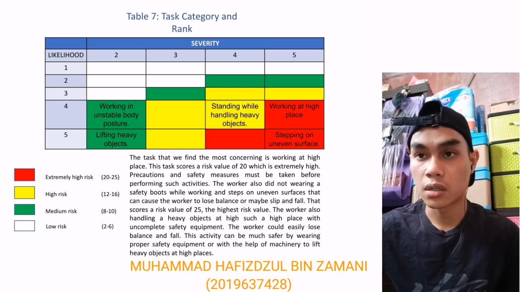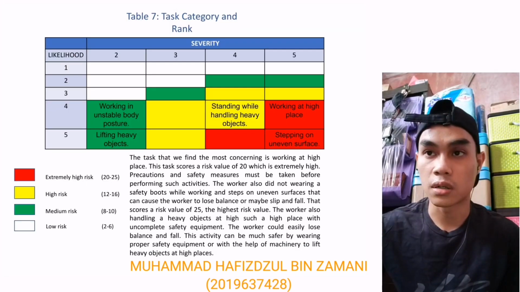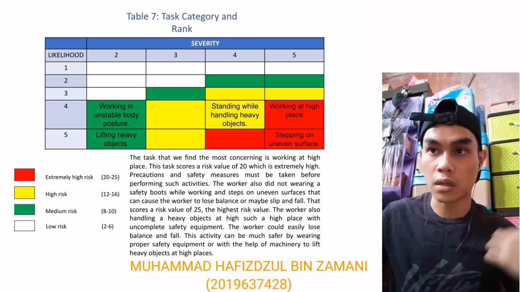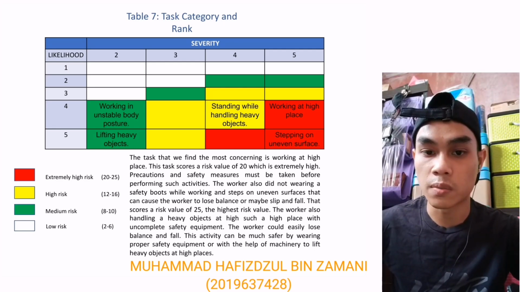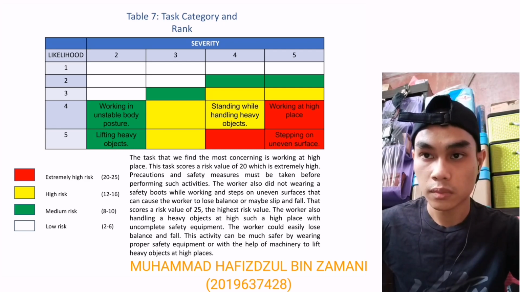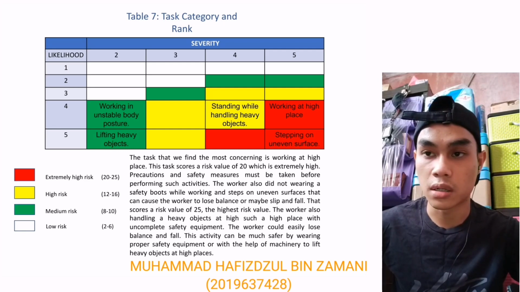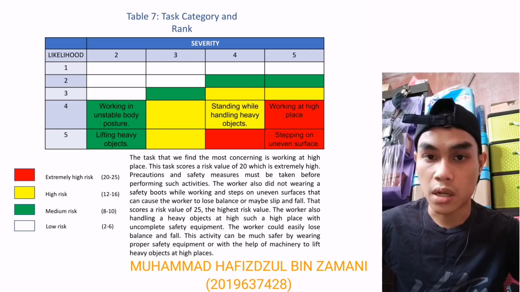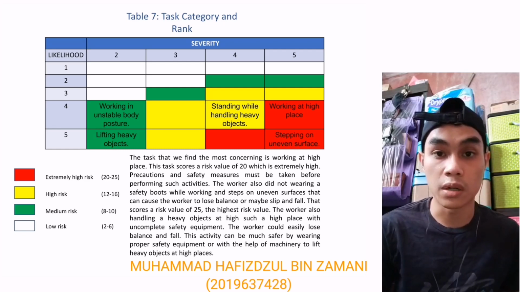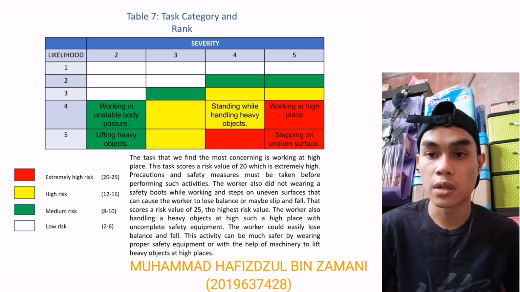The next part of my presentation is on Table 7, the task category and rank. I have categorized all the activities based on their severity and likelihood. This table has labels on it: the red one is extremely high risk, yellow is high risk, green is medium risk, and white is low risk.